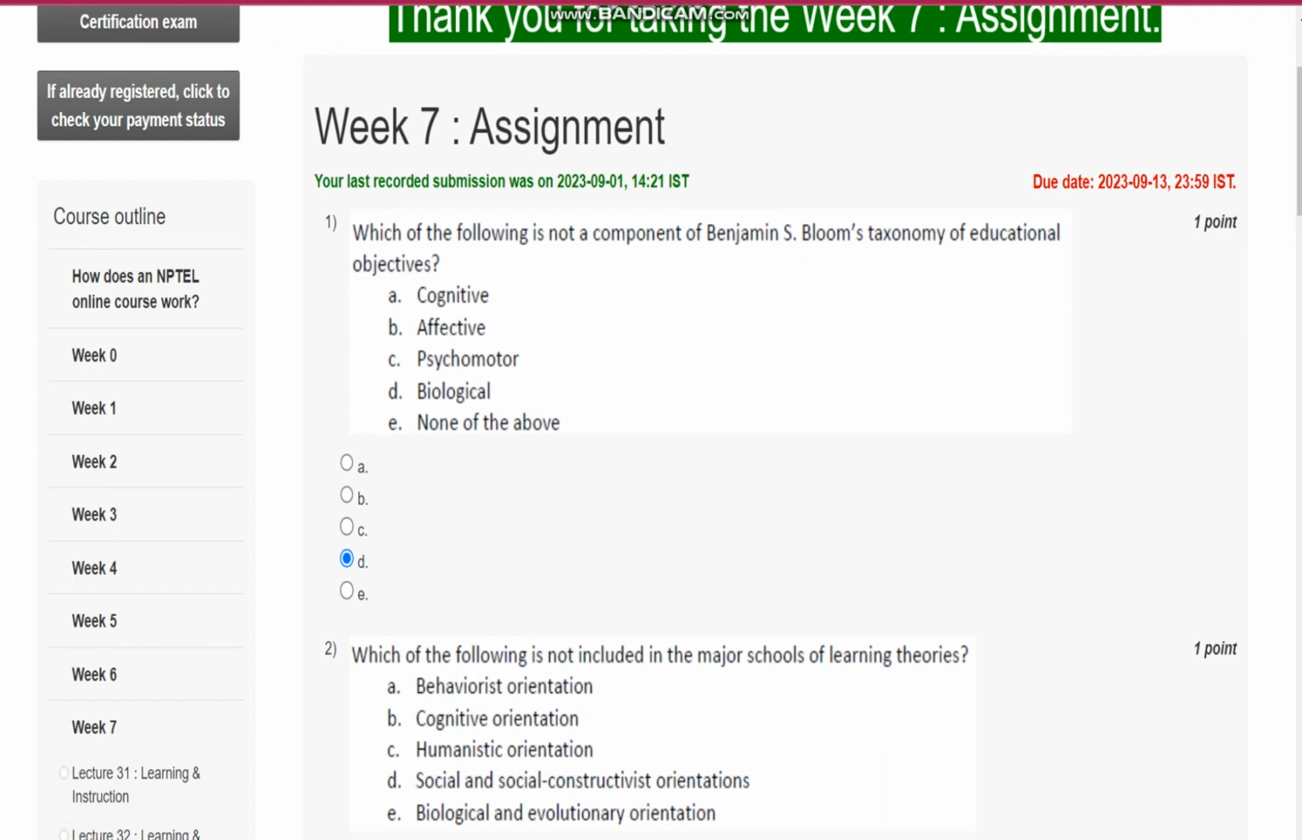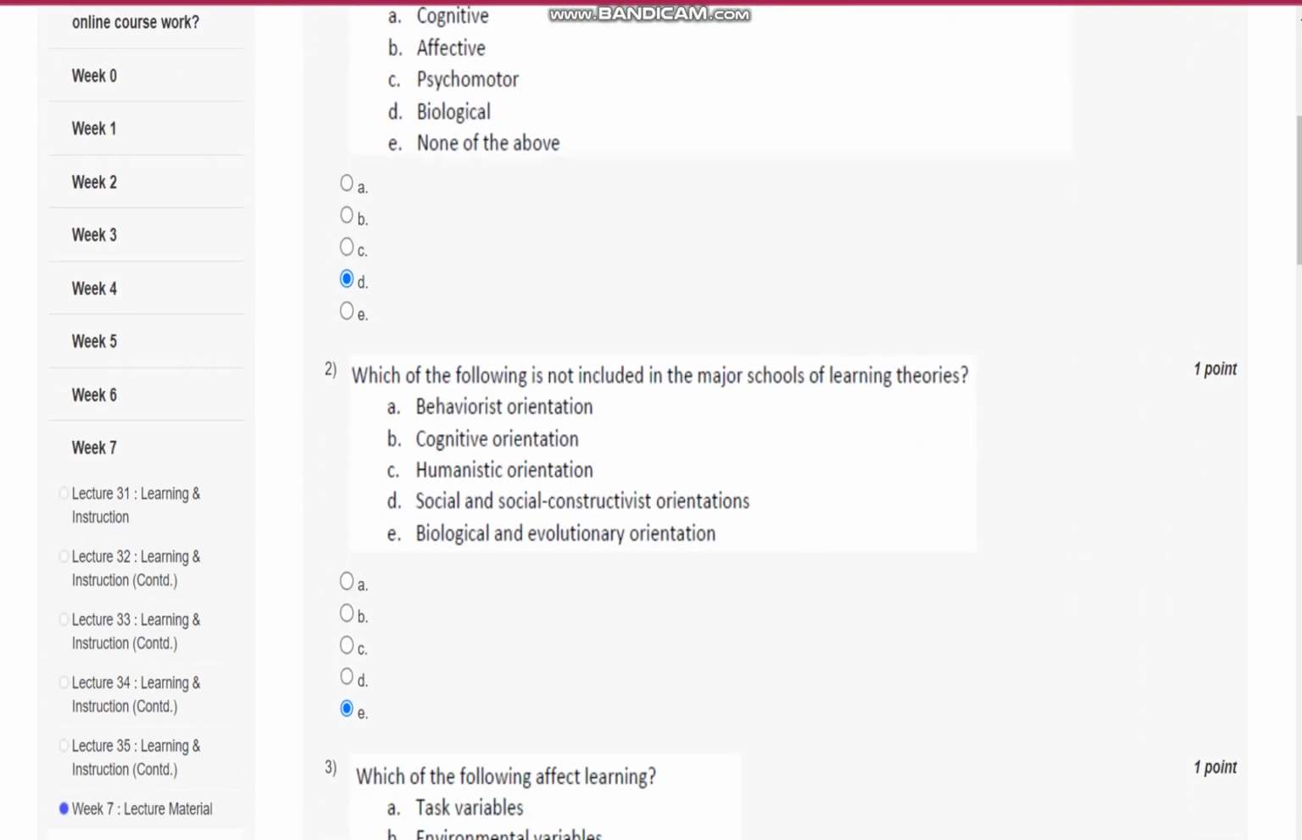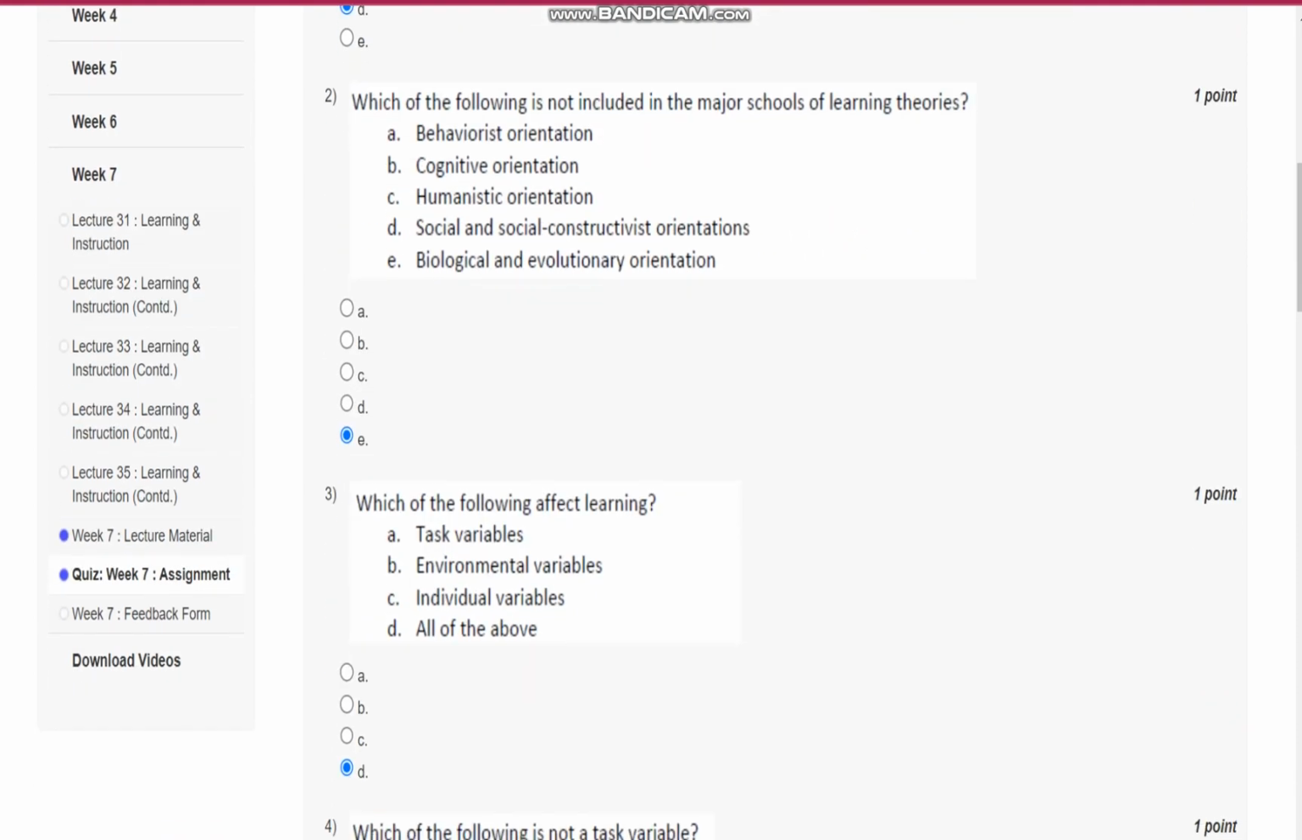Question number 1 is, which of the following is not a component of Benjamin S. Bloom's taxonomy of educational objective? D, that is biological. Question number 2 is, which of the following is not included in the major schools of learning theories? E, that is biological and evolutionary orientation.